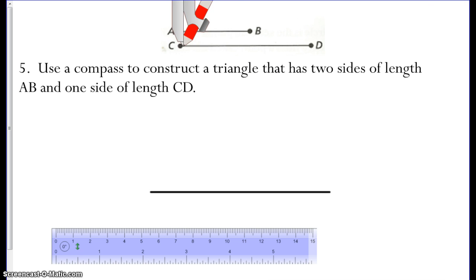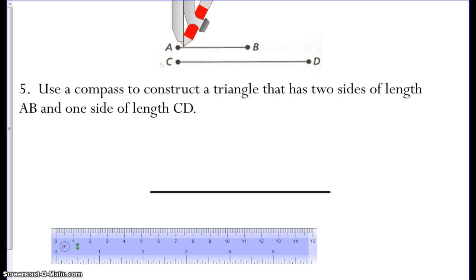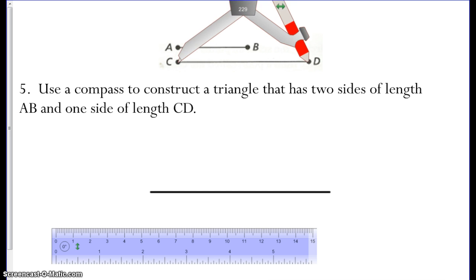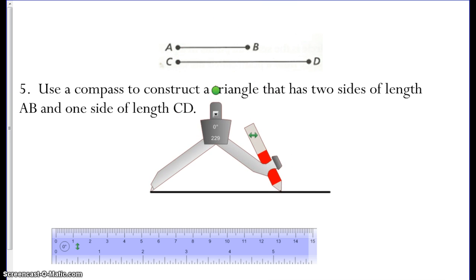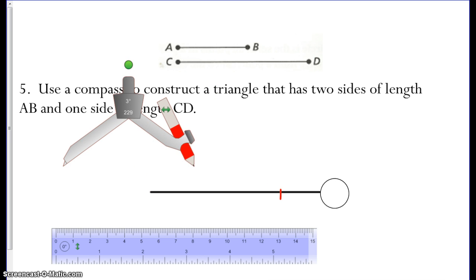Oops, my compass. There we go. Measure CD, being as precise as possible. And go ahead and copy CD. So there it is. I'll erase this. And this is the one side length that is CD. So I'm going to mark this as C prime, D prime.